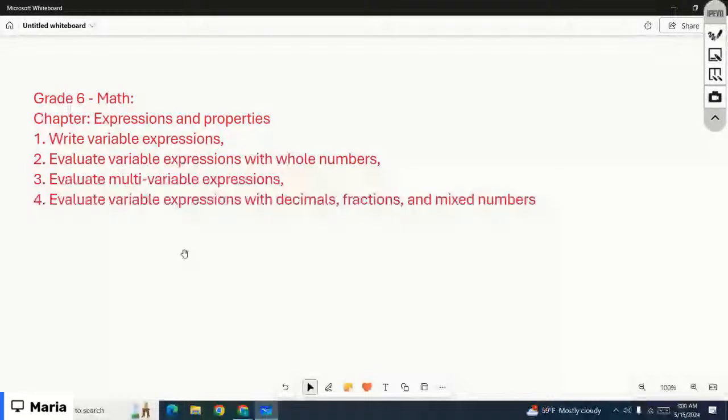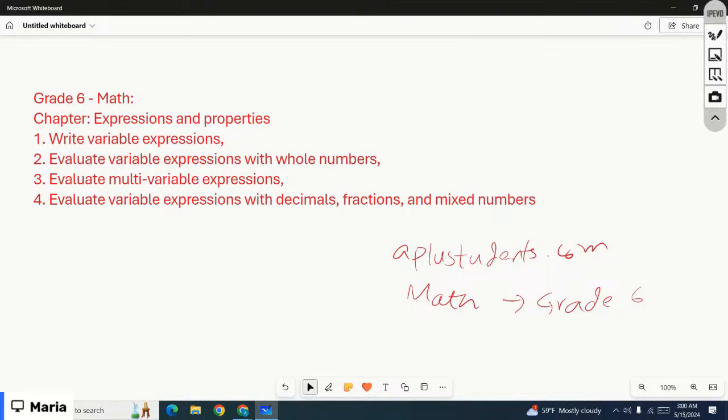We are here for grade 6 math. You can find all the lessons on aplusstudents.com. You have to log in there using your email address and password provided by the administrator. Then you have to select math from the subject tab. Scroll down to grade 6 and then click on view all lessons.